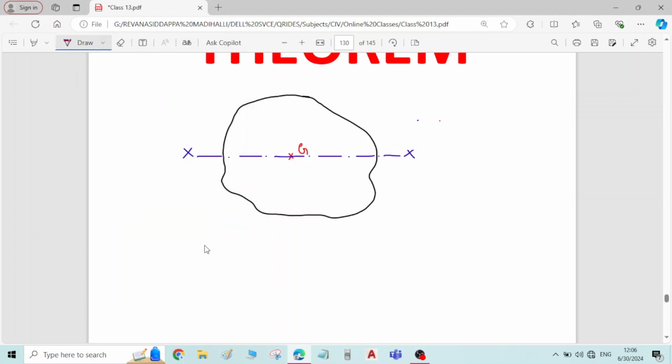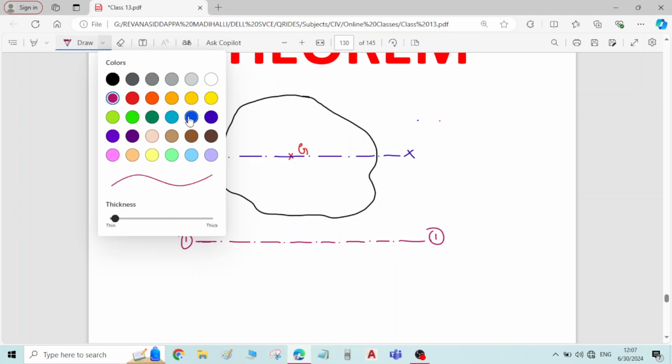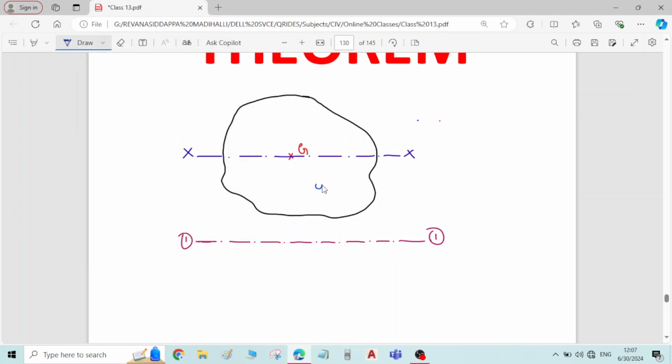Now I'll consider one more reference axis which is parallel to the x-axis, or parallel to that centroidal axis. Let me call this axis as axis 1 1. Let me assume y bar as the perpendicular distance of the centroid from the reference 1 1 axis.